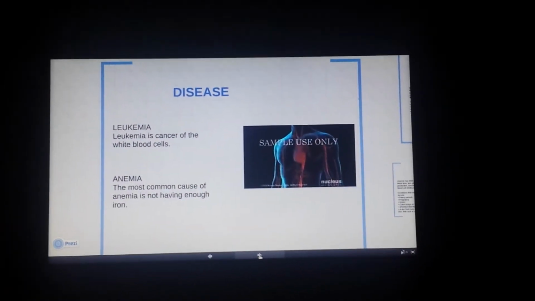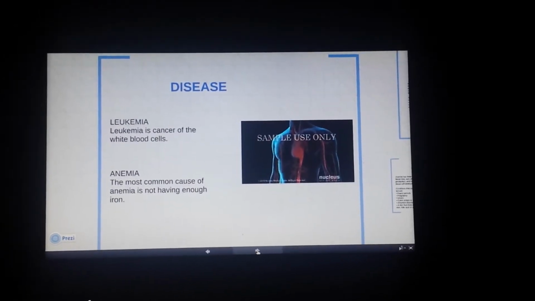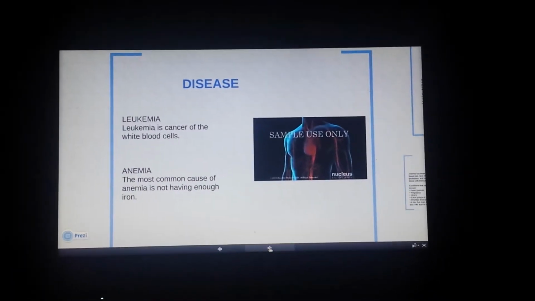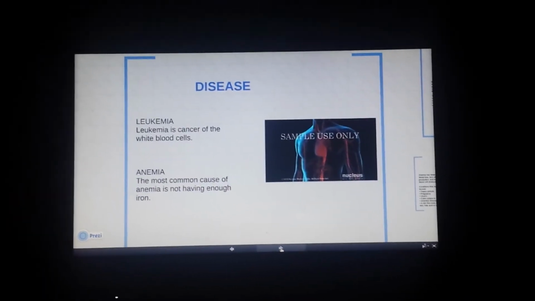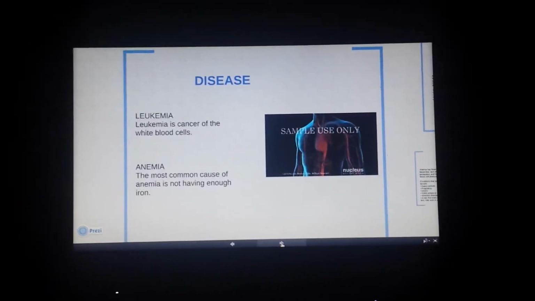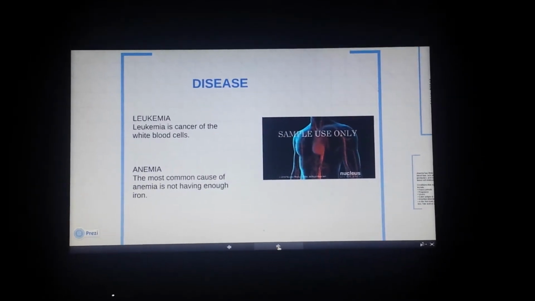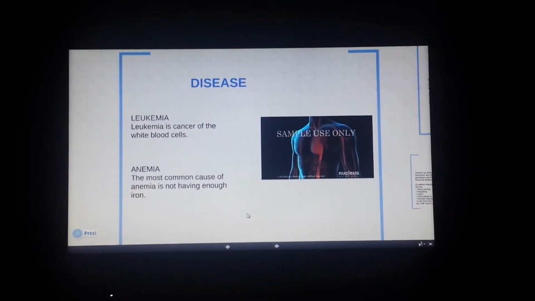Disease, leukemia and anemia. Leukemia is cancer of the white blood cell. Anemia. The most common cause of anemia is not having enough iron.